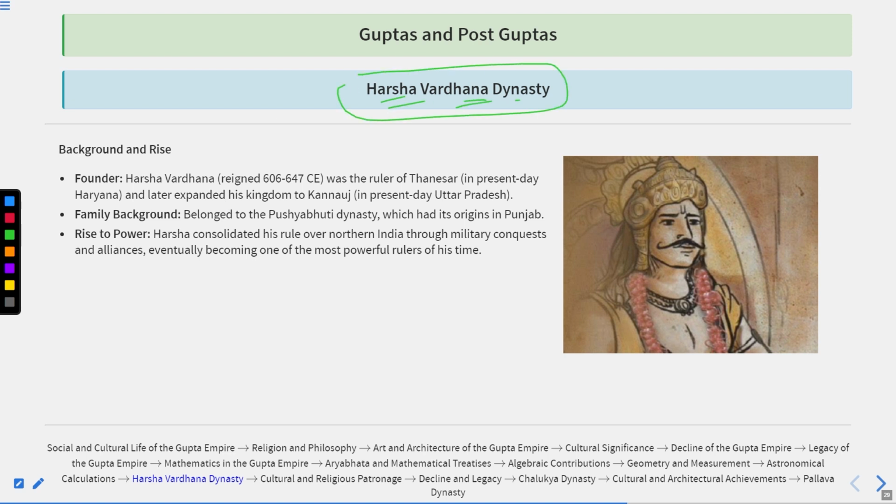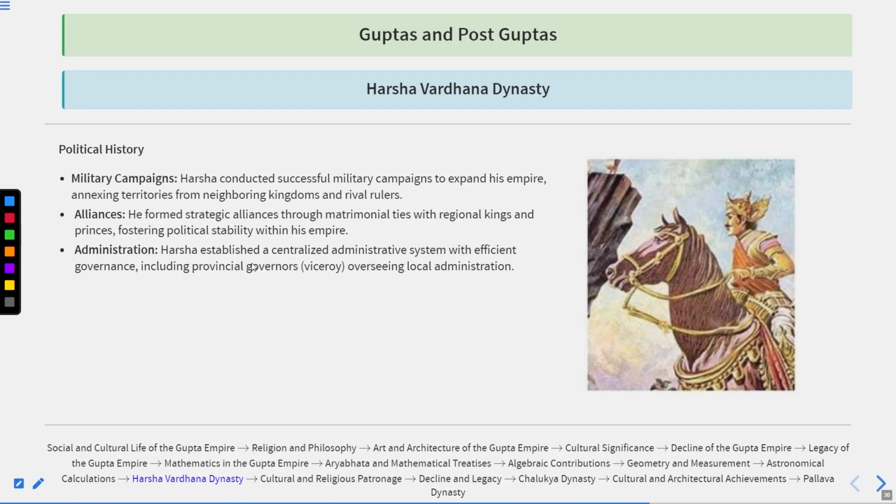Hereafter, we talk about the Harshvardhan dynasty. That dynasty was founded by Harshvardhan during the post-Gupta period, who was the ruler of Thanishwar. Later, he expanded the kingdom to Kannauj, in present Uttar Pradesh. He belonged to the Pushyabhuti dynasty, which had its origin in Punjab. Harsh concentrated his power over northern India through military conquest and alliances. He eventually became one of the most powerful rulers of his time.